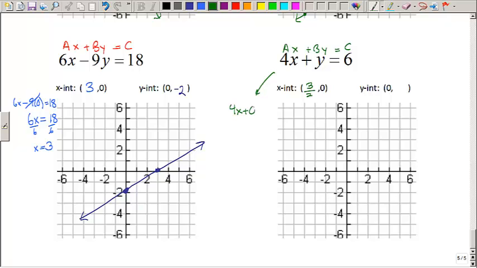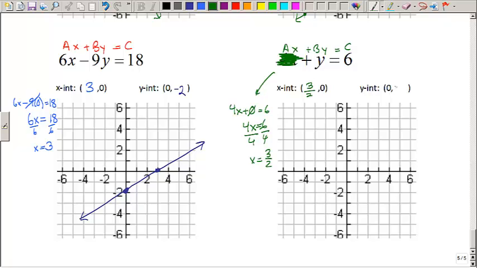4x plus y, which is 0. 4x equals 6. Divide by 4. And x is still equal to 3/2. I just find that some students prefer to use the cover-up method because it is quite fast. For my y-intercept, if I plug 0 in for x, one way of doing that is just to cover up x with your finger, and then I'm left with y equals 6.